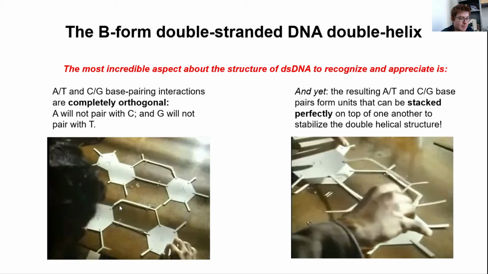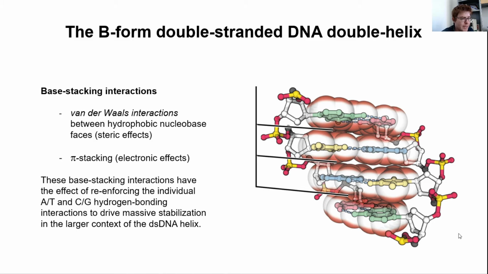And again, this was something that was recognized during the determination of the structure, that you have these units here that are distinct from one another, but if you superimpose them on top of one another, it's an almost perfect stacking interaction. And so what are these base stacking interactions I'm talking about here? Well, we just have a nice representation of each base pairing interaction in a small piece of DNA strand here. And so there are going to be van der Waals interactions between the various hydrophobic faces of the nucleobases.